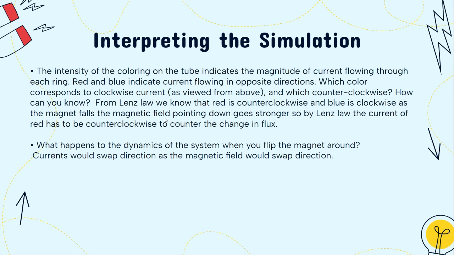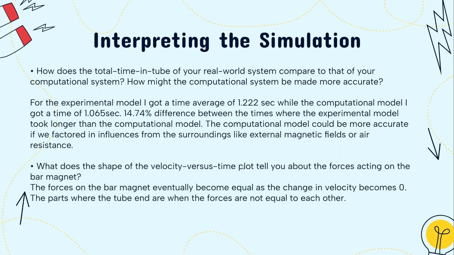As the magnet falls, the magnetic field pointing down grows stronger. So by Lenz's law, the current of the red has to be counterclockwise to counter the change of flux, and that's the opposite for the blue. That's why blue is clockwise. And what happens to the dynamics of the system when you flip the magnet around? Currents will swap direction as the magnetic field would swap directions.